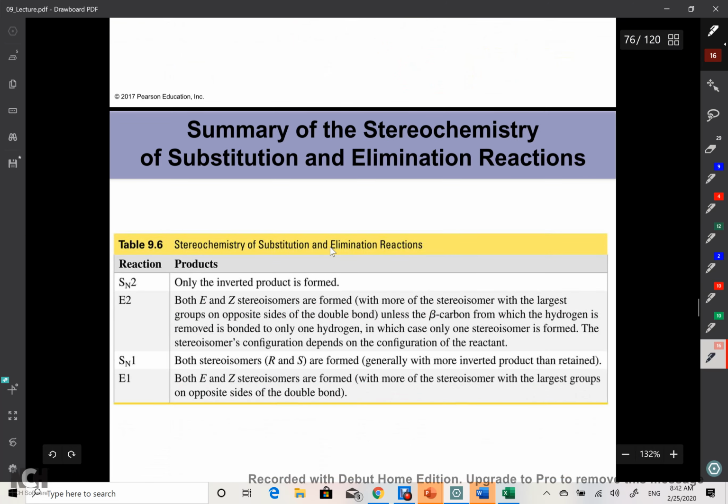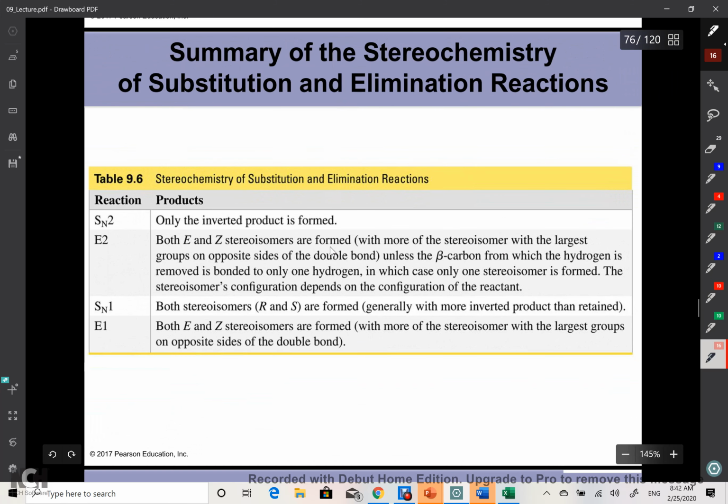And so we have a summary of the stereochemistry here of all the reactions we've talked about so far. Stereochemistry of an SN2, E2, SN1, and E1. Okay, this is good for you to go and read. That's a summary of all the stereochemistry.